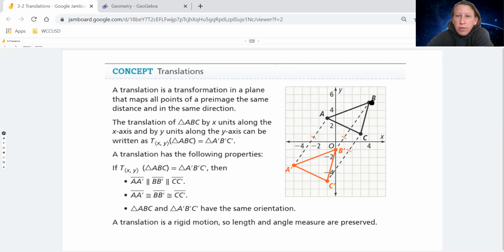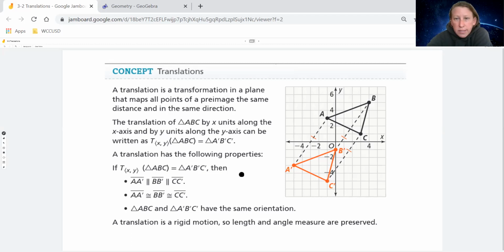If you do that same thing to B, 1, 2, 3, 4, 5, 6, you end up at B prime. So a translation is simply you take the shape and you move it to the left and down, or to the right and up, or down and to the right, or up and to the left, lots of different ways.